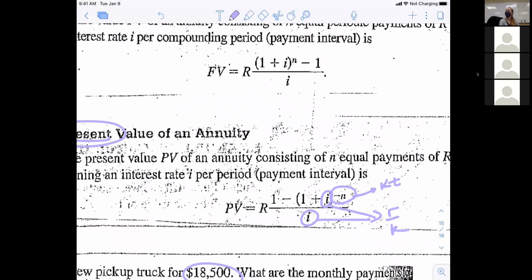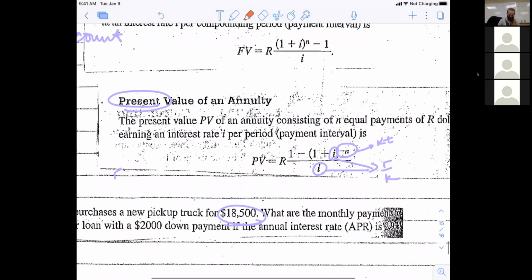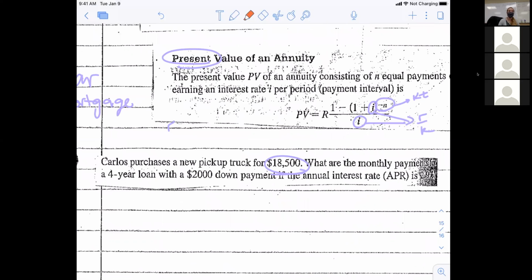We have all the same pieces as before, but we've got a couple extra things like R's and 1s. R is your payment every month. So if I'm looking at number 9, Carlos purchased a new pickup truck for this much. What are his monthly payments? We don't know his monthly payments. I don't know what R is.